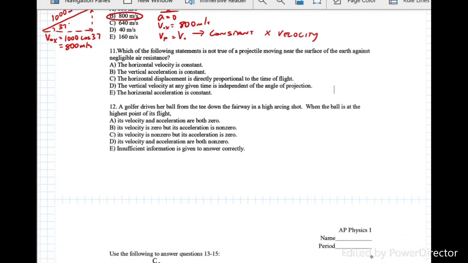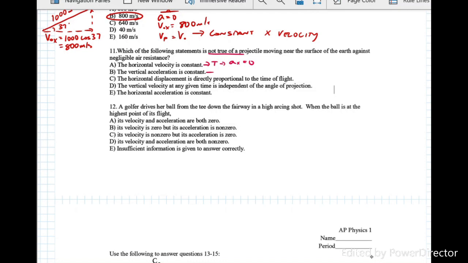All right, so number 11. Which one of the following statements is not true of a projectile moving near the surface of the Earth with negligible air resistance? We're looking for the false one, so we'll go through everything. Is the horizontal velocity constant? Yes, we just said it was. It's true. The acceleration in the x direction is equal to 0, so it's constant velocity in the x direction.